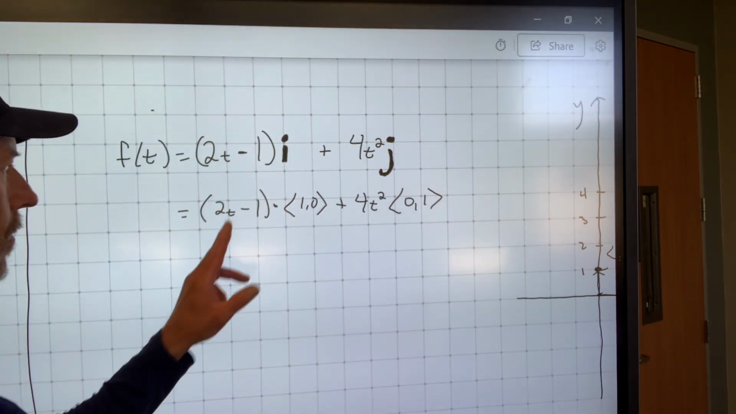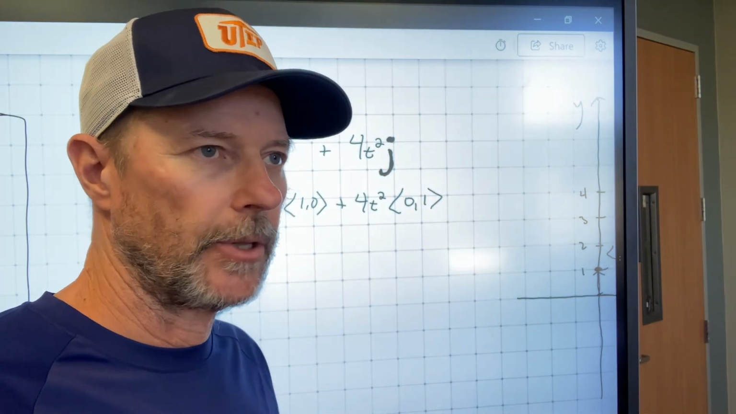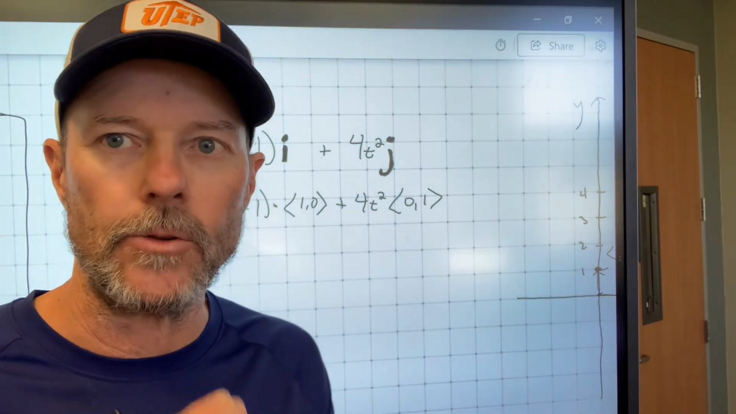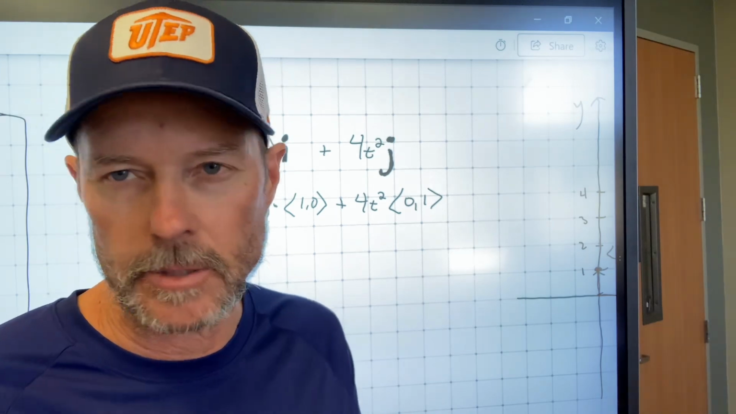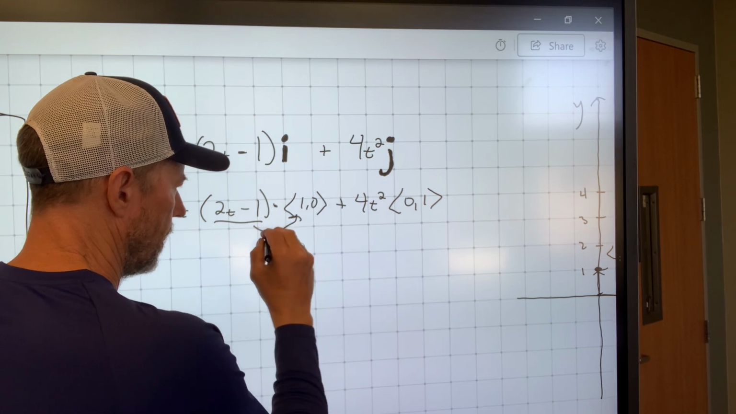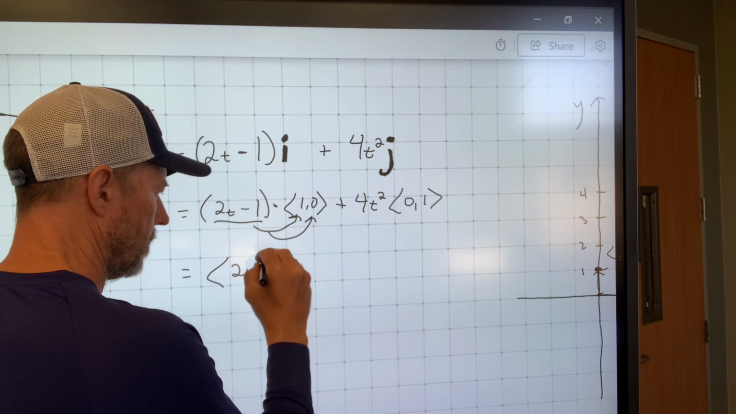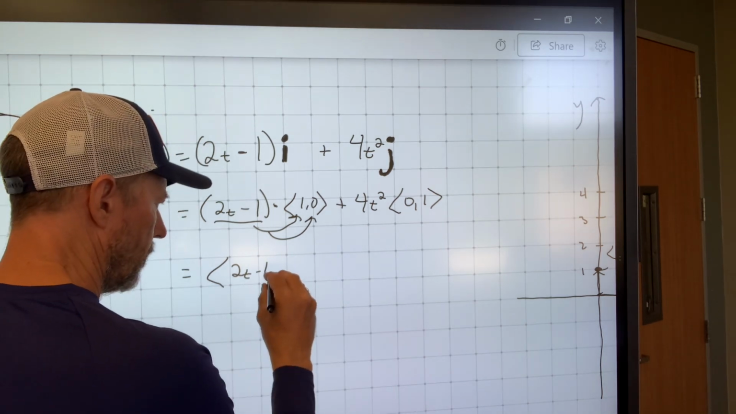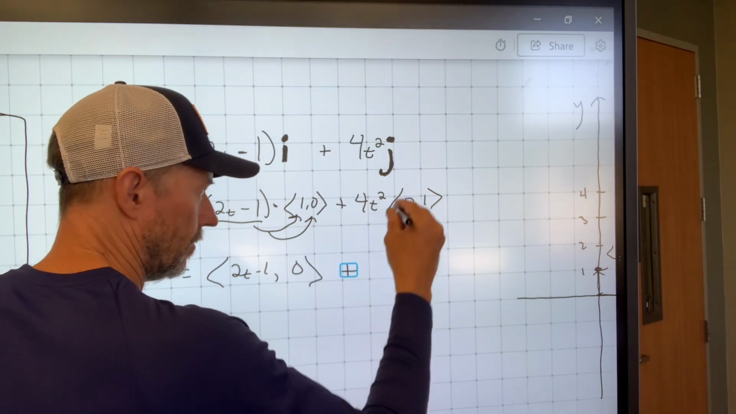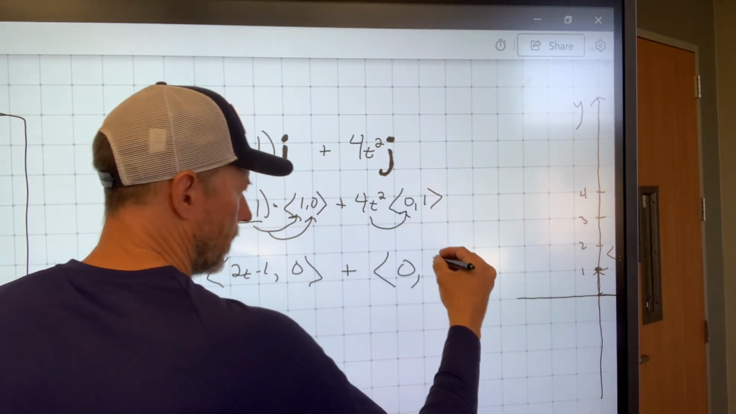Now, remember we're putting in some number for t, and so when you double that number and then subtract 1, you get a number. So this is nothing more than a number, and this is nothing more than a number. And the way you scalar multiply vectors is you just multiply both components. So this gets multiplied by this, and that. So this vector is now (2t - 1, 0), because anything times 0 is 0. And this vector over here is, well, I multiply that by 0 and I get 0, and I multiply 4t squared by 1 and I get 4t squared.